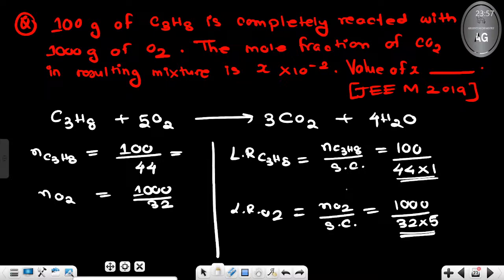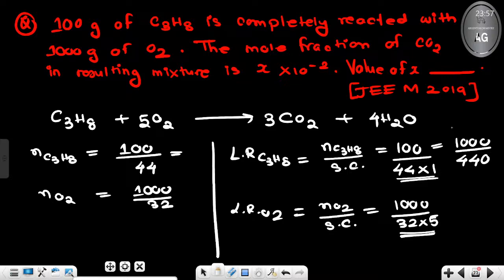You check it out. 100 by 44 is bigger, or 1000 by 32.5 is bigger. Who is bigger? Denominator is increasing, no? Then, if you have any problem, then you can multiply 1000. Can I write like this? Now tell me, whose denominator is more? Value will be lesser. This value will be more. Clear? So C3H8 will be the correct one.